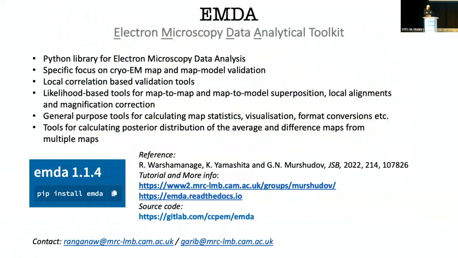Along the lines that validation requires detailed comparison of the maps, I think that sometimes the model assessments are rushing ahead of the maps. Rangana, along with Garib at the LMB, as part of this project, have been developing EMDA, which is a likelihood-based tool for map and map-model superposition. And it's pretty clear that these sorts of approaches are important for being able to validate the highest resolution maps that are now the product of cryo-EM.